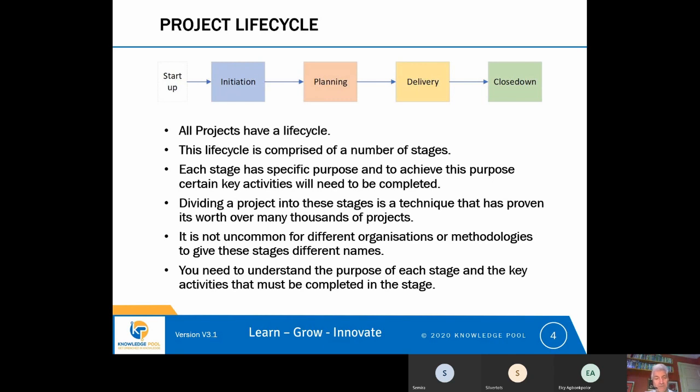So it's not uncommon for different organisations or even different methodologies to give these stages different names. For example, initiation might be called idea or shape, planning might be called plan, delivery might be called deliver or execution, and close down might be called review or evaluation. But despite those different names, the work that's done in those stages is generally the same. And it's important that you understand the purpose of each stage and what the key activities are. And we'll look at those over the next few slides.